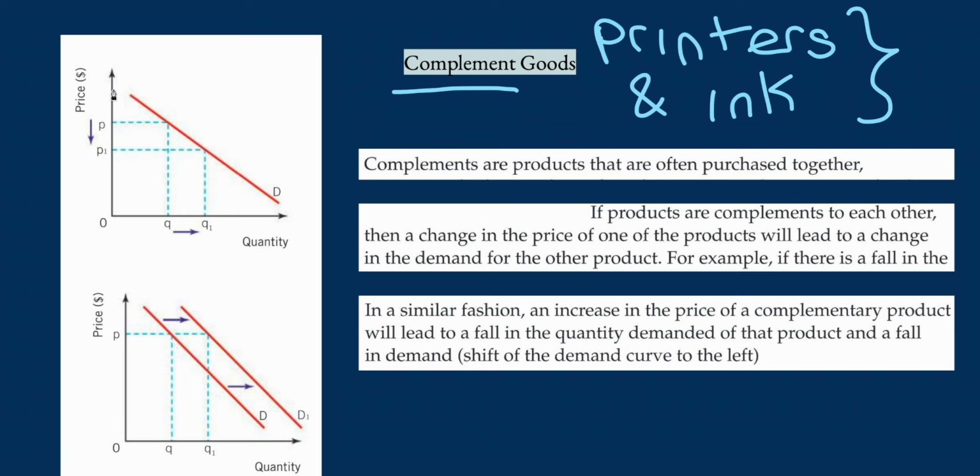Okay, so for example, if a price decreases from P to P1, like right here, and we know that because of the law of demand, that will increase quantity from Q to Q1, if that happens for one complementary good, like let's say this is printers, then we know that if we have another graph for ink, the same thing is basically going to happen.